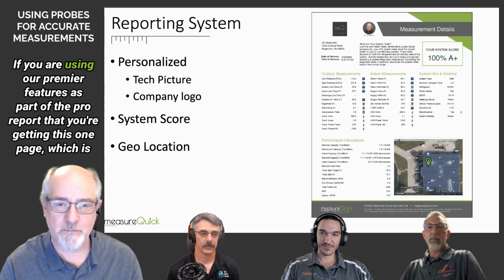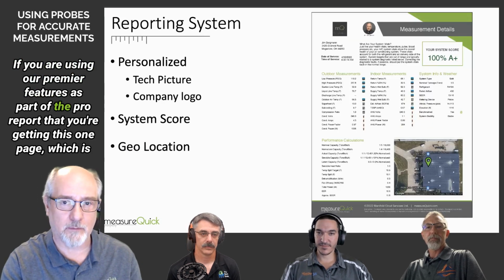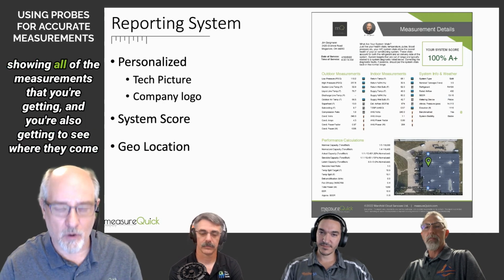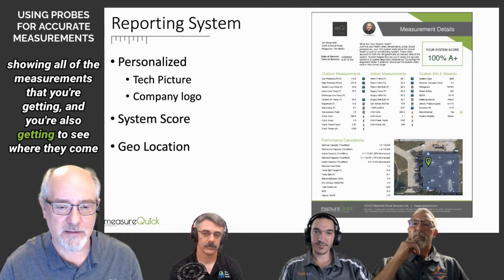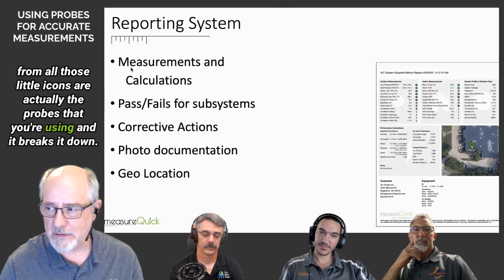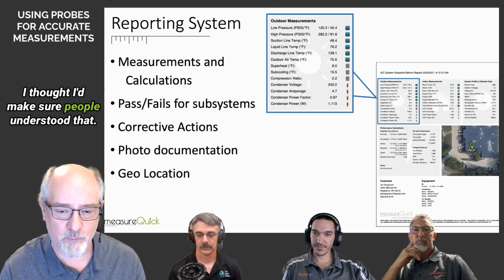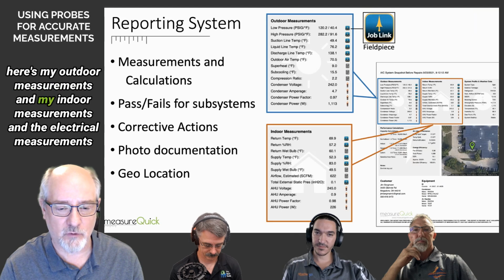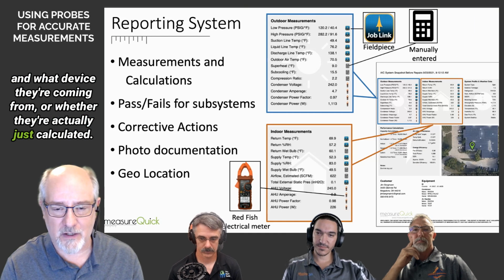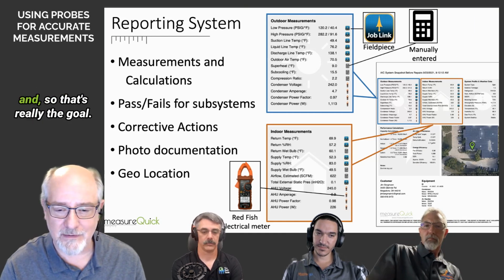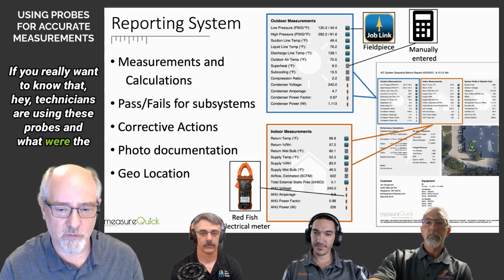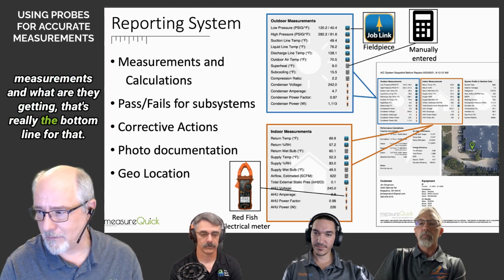If you are using our Premier features as part of the Pro report, you're getting this one page, which shows all of the measurements you're getting, and you also get to see where they come from. All those little icons are actually the probes that you're using, and it breaks it down. So here are my outdoor measurements, my indoor measurements, and the electrical measurements, and what device they're coming from, or whether they're actually just calculated. It doesn't just immediately enter it. So that's really the goal: if you really want to know that technicians are using these probes, and what the measurements were and what they are getting, that's the bottom line.